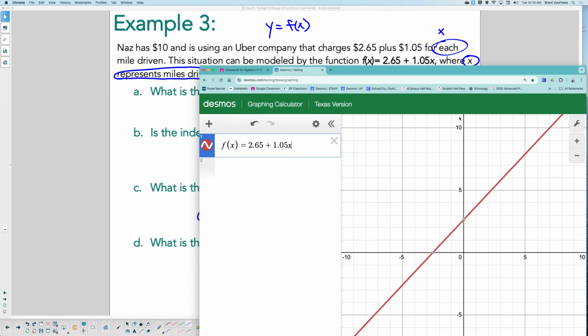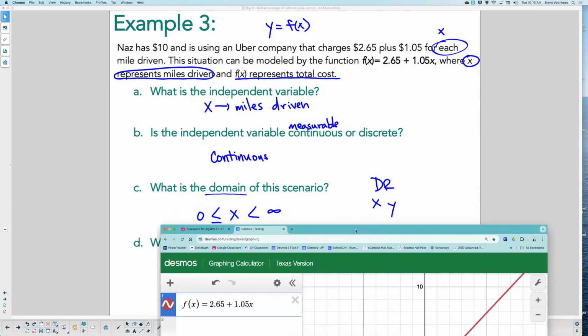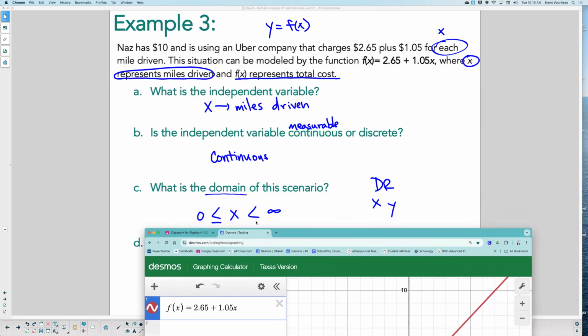The answer is they start on the y-axis. So where does this graph start? A real world problem starts right there. But hey, let's say you forgot that. Do you know what you can do? Once you know your domain, you see how we have this domain here?